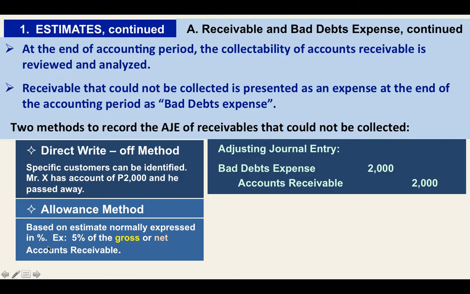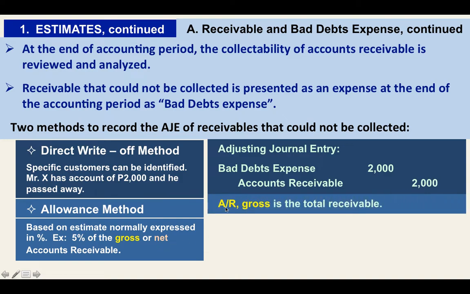Okay, hindi mo ma-identify kung sino yung specific customer. So you are actually estimating it. Okay, so the estimate is normally based on percentage. So ganito yung presentation. 5% ang hindi ko makukolekta of the gross receivable. Or it can be on the net accounts receivable. So ano ba ang difference ng gross accounts receivable at net accounts receivable?